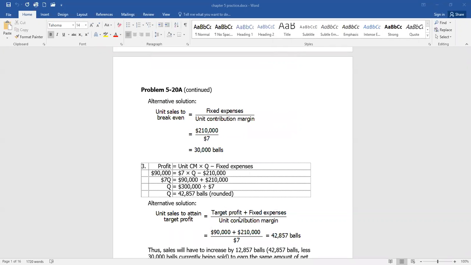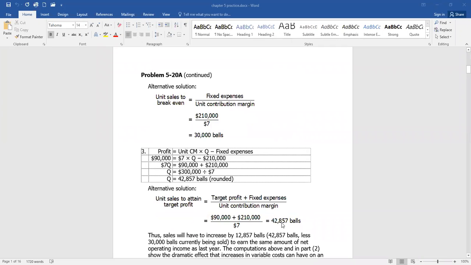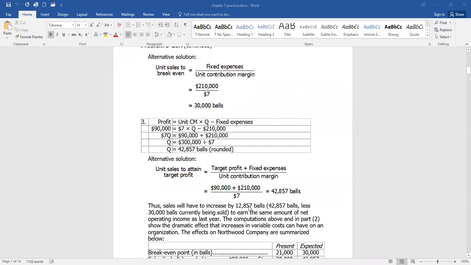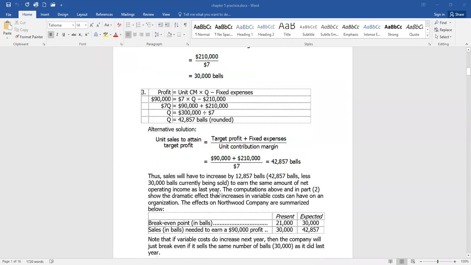42,857. Another approach is to take the target profit plus the fixed expenses. So that's the total contribution margin you must make. If your contribution margin per unit is $7, then you must sell 42,857 balls to reach a $90,000 profit. So sales will have to increase 12,857 balls to earn the same amount of net operating income as last year.